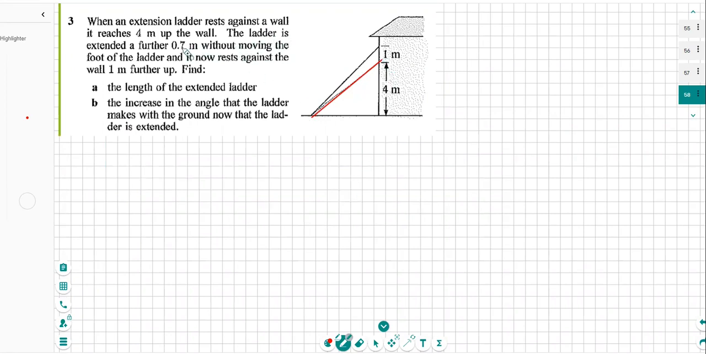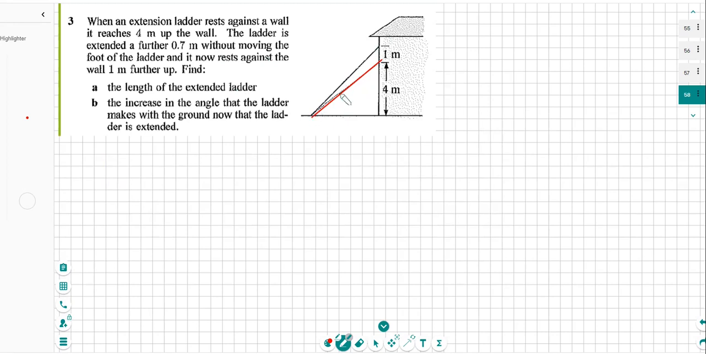The ladder extended a further 0.7 meter without moving the foot of the ladder. Without the foot moving, 0.7 meter further. Without moving the foot of the ladder, it now rests against the wall 1 meter further up. What does it mean? There is actually a new ladder. Its length is 0.7 meter longer, right? Because you didn't change the foot.